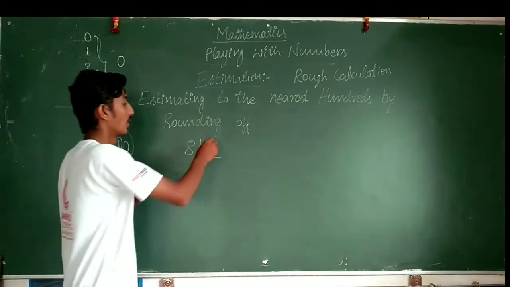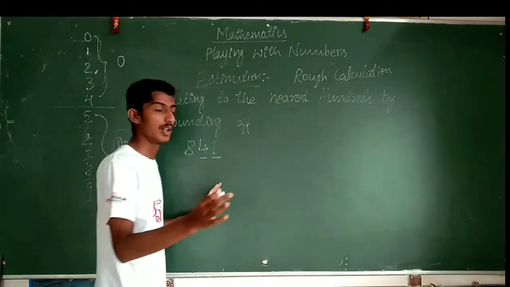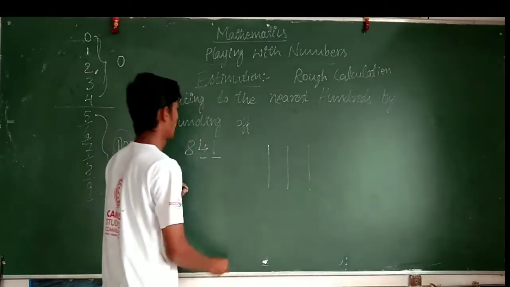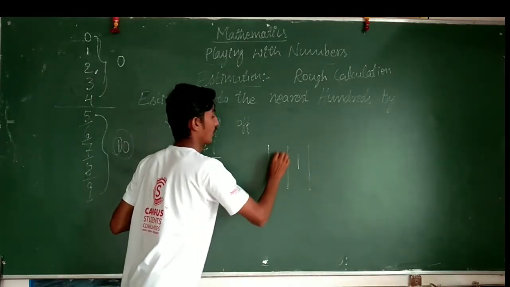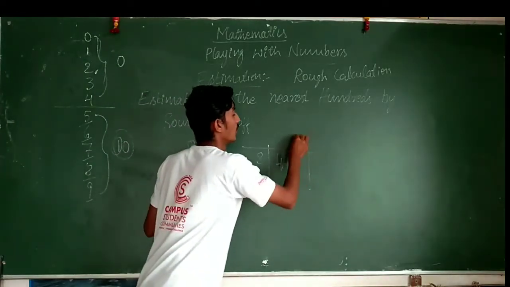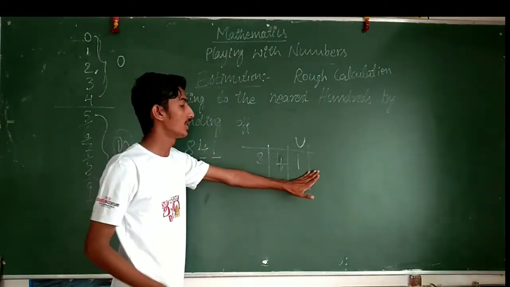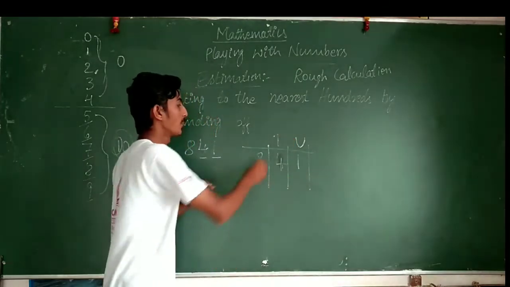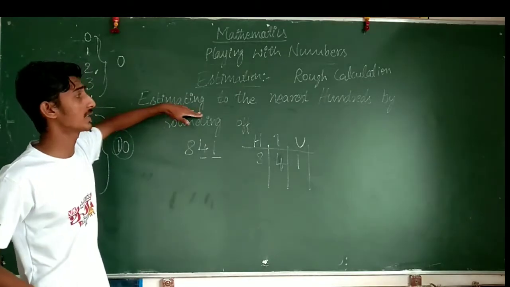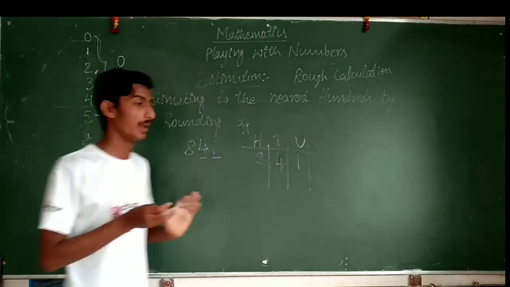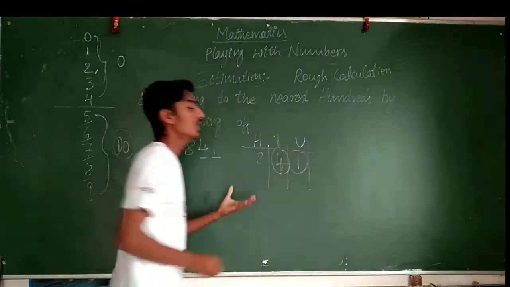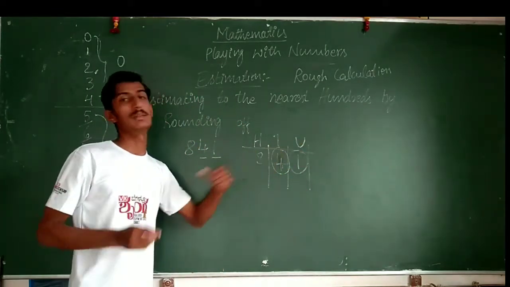Okay, now we have to break it down by means of the place value chart. 841: in the unit place, 1 is there. In the tens place, 4 is there. And in the hundreds place, 8 is there. We have to estimate to the nearest 100, that means we have to zero the values of the unit place and tens place.